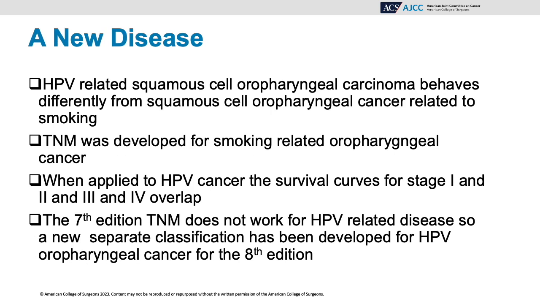There are also new diseases. HPV-related squamous cell oropharyngeal cancer behaves differently from squamous cell oropharyngeal cancer that's related to smoking. The TNM system was developed for smoke-related oropharyngeal cancer, but when applied to HPV cancer, the survival curves for stage 1 and 2 and 3 and 4 overlap. In the 7th edition, TNM did not work for HPV-related disease, so a new separate classification has been developed for HPV in the 8th edition and going forward.